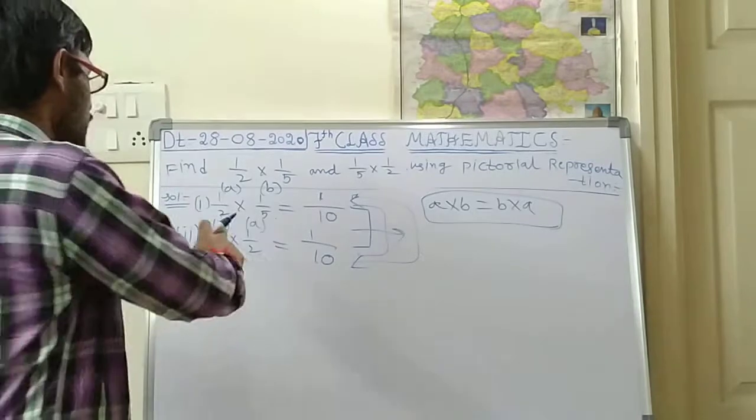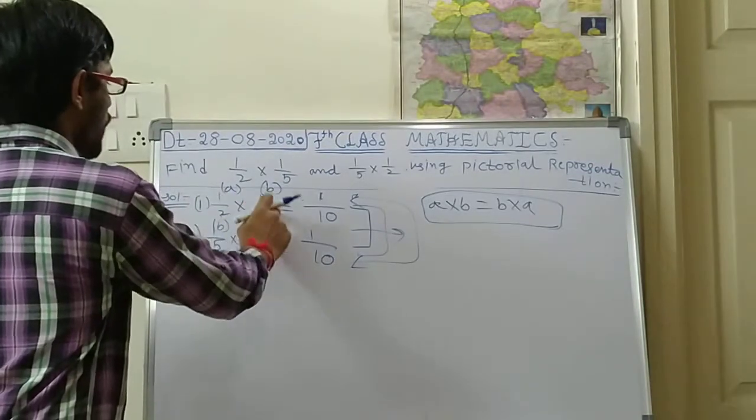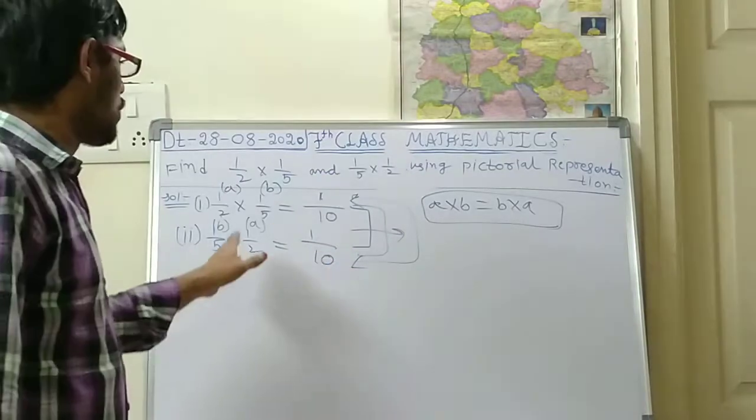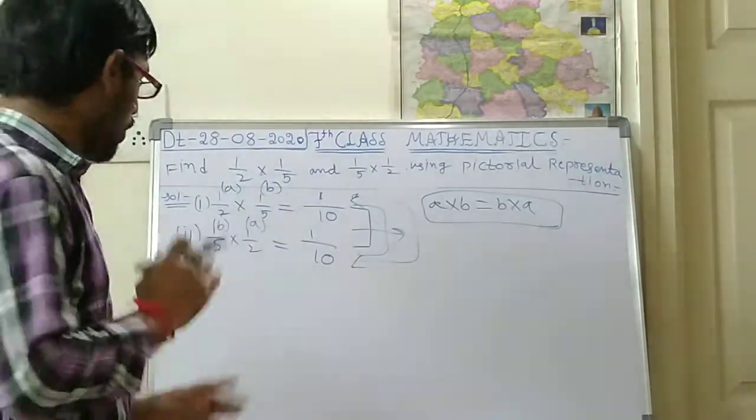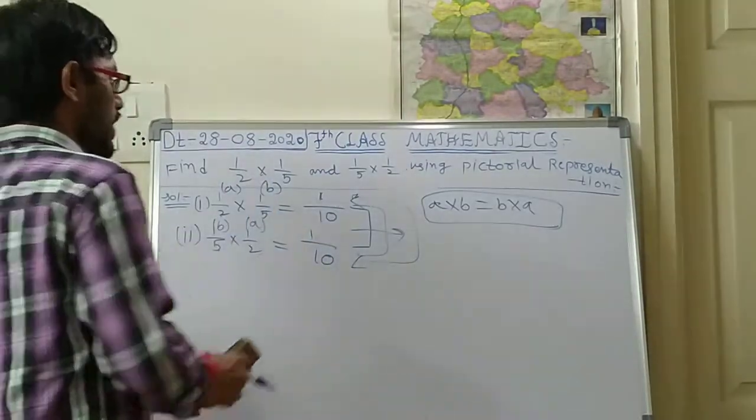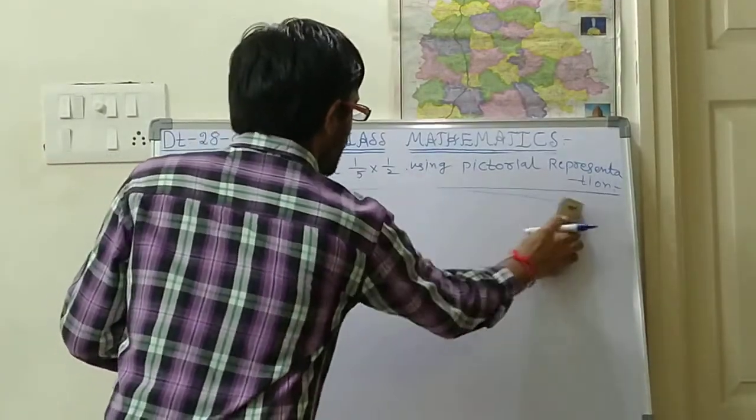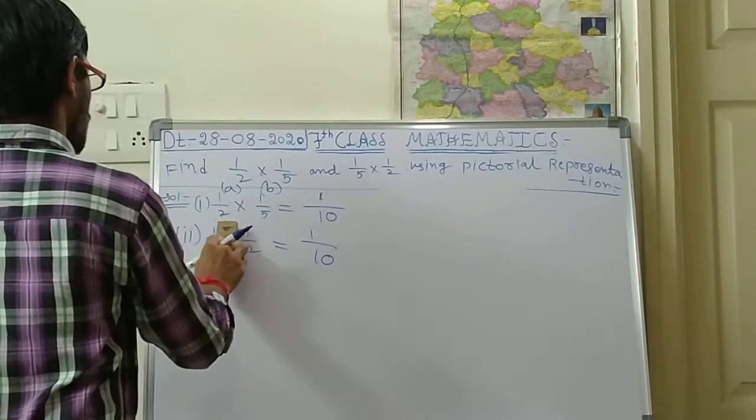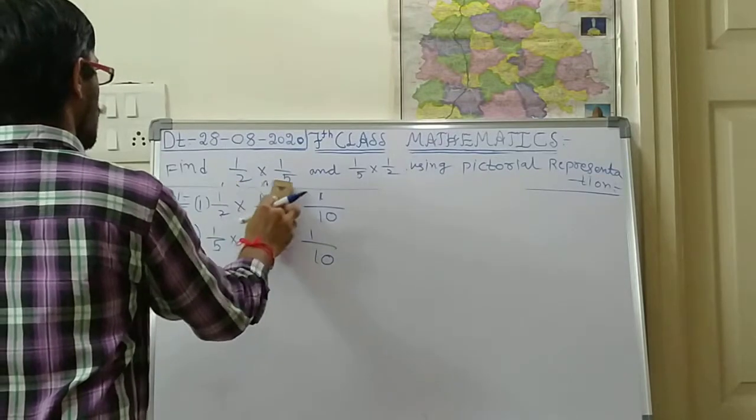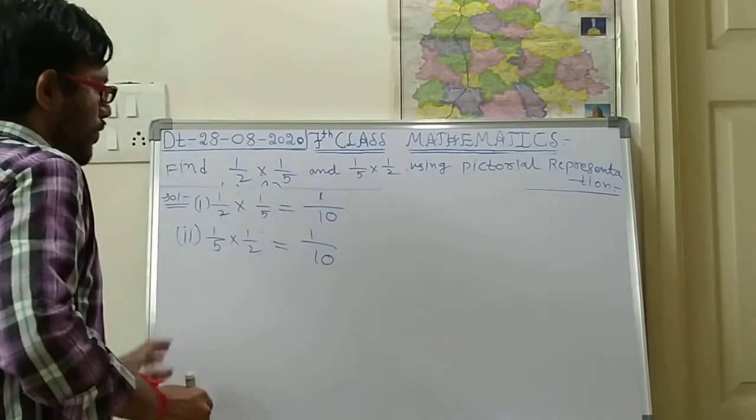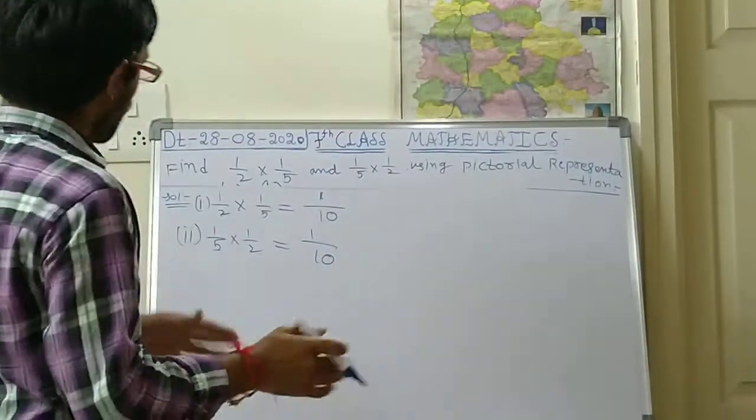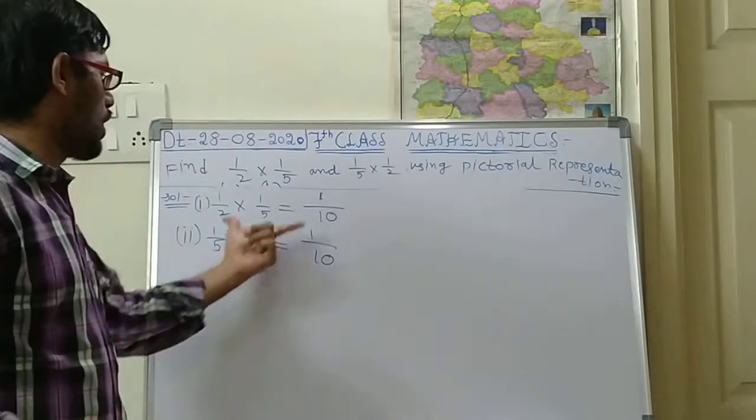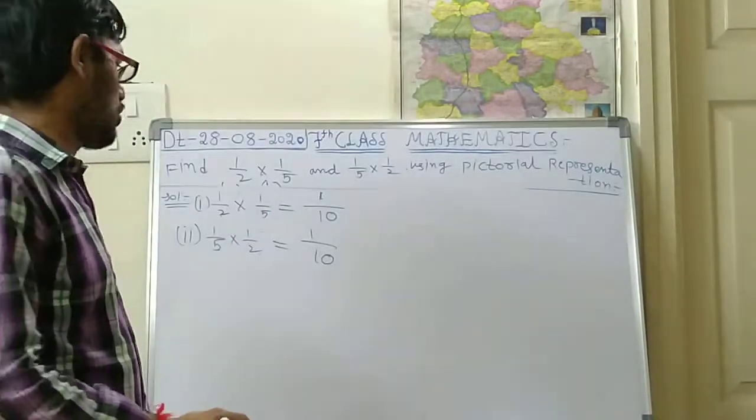Okay, so here 1 by 2 into 1 by 5 is 1 by 10. 1 by 5 into 1 by 2 is also 1 by 10. So both are the same. Up to here is the result. Next, what he is asking is, using pictorial representation, you have to show this result.